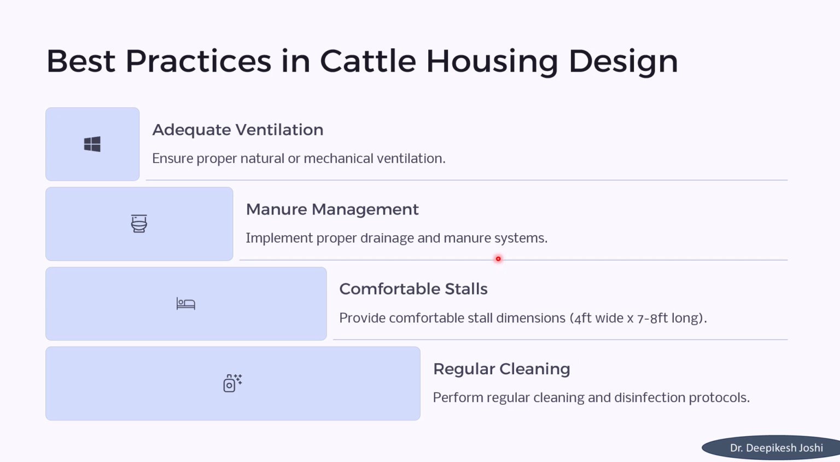Now this is some general information regarding cattle house design. It should have adequate ventilation, and manure management should be good, with easy removal of manure and urine. Comfortable stalls should be there, dimensions are given here, and regular cleaning should take place in the farm, in the cattle house.